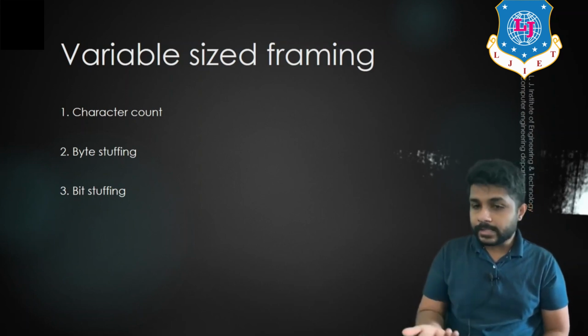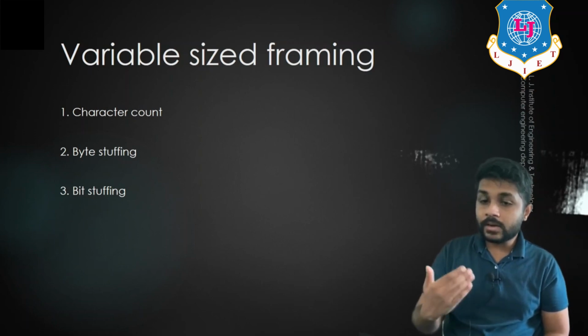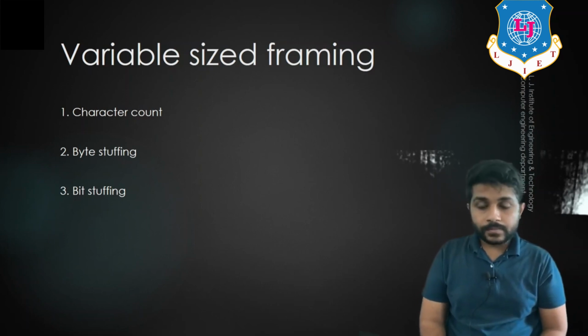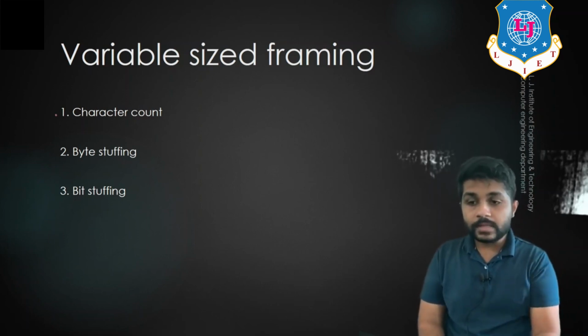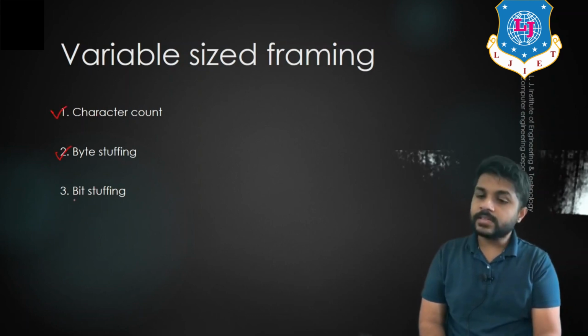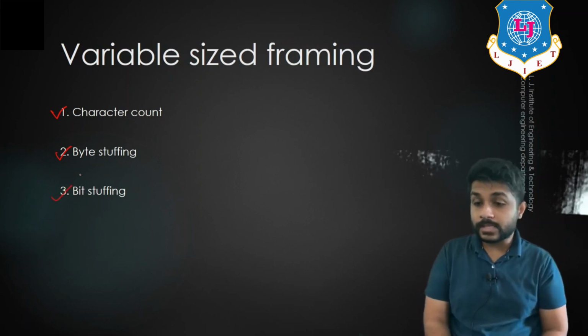There were many disadvantages of fixed size framing, so there are other methods available too. These are the variable size framing. The variable size framing is further divided into three types. The first one is the character count method. The second one is byte stuffing and the last one is bit stuffing. Now let's see what character count is.